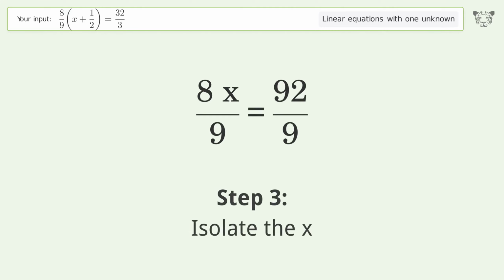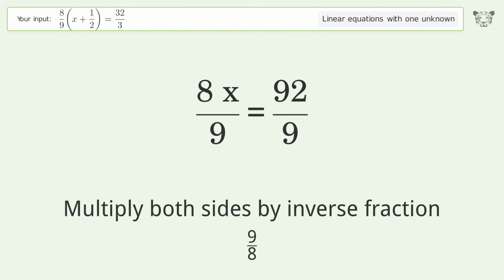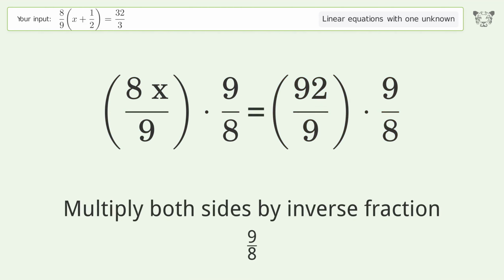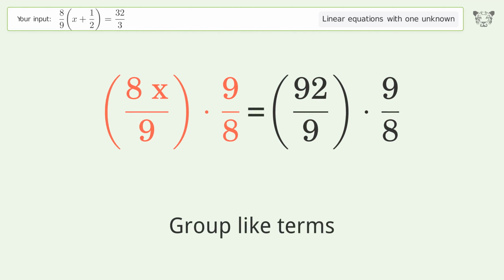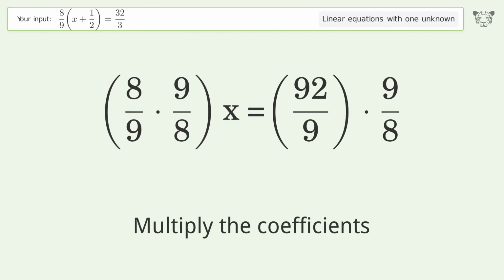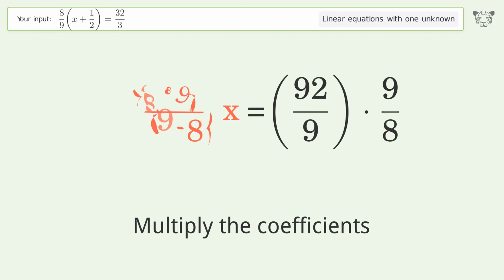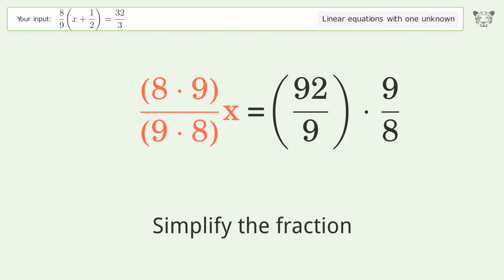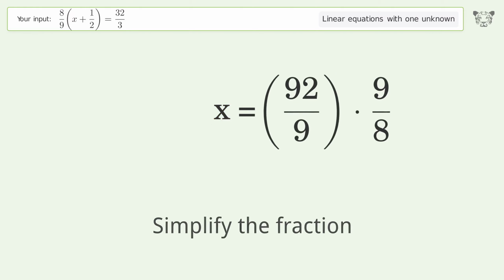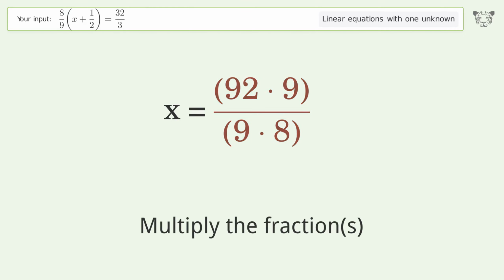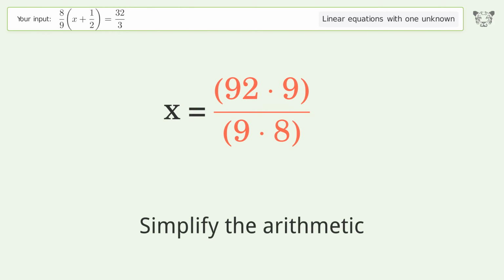Isolate the x. Multiply both sides by inverse fraction 9/8. Group like terms. Multiply the coefficients. Simplify the fraction. Multiply the fractions. Simplify the arithmetic.